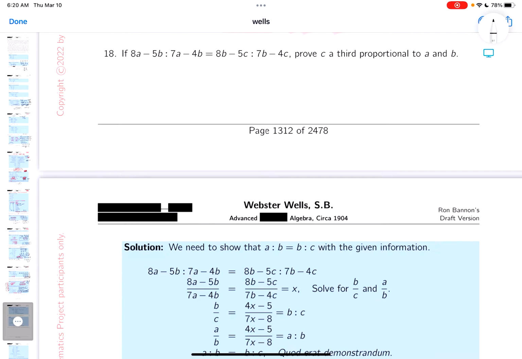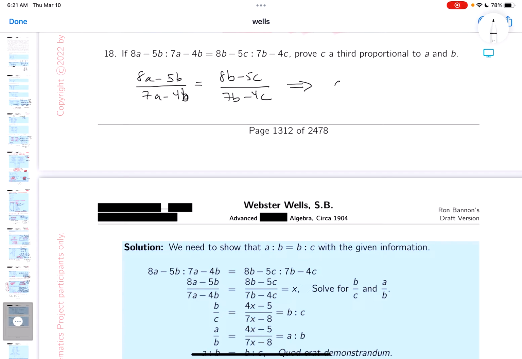Okay, they're giving me something and they want me to show something. And what are they giving me? They're giving me that (8a minus 5b) over (7a minus 4b), this is the given, is identical to (8b minus 5c) over (7b minus 4c). And they want me to take this given and show that c is the third proportional to a and b.